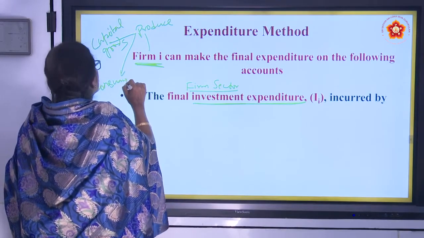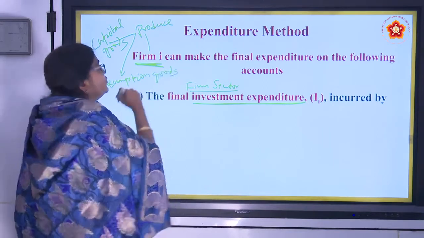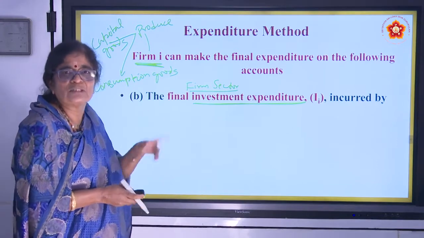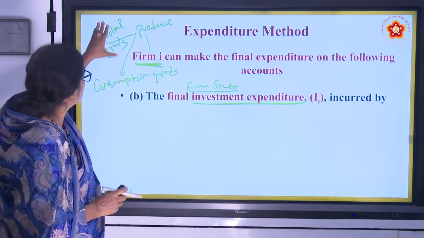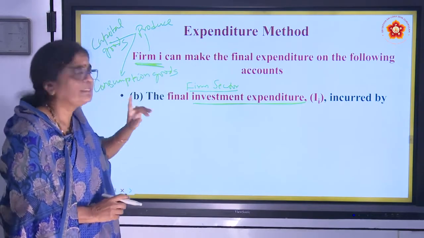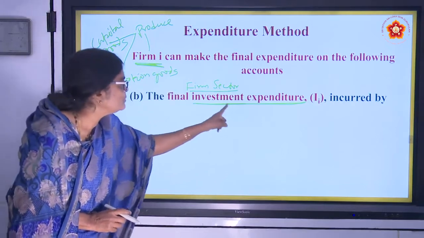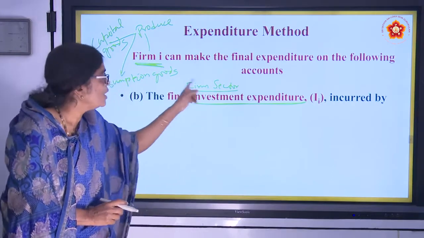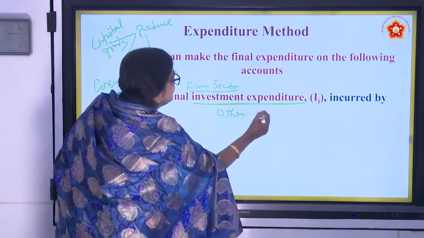Consumption goods, or consumer goods. That you have to remember. You shouldn't confuse this when you write the answer for this exam. You should always remember that firm I produces capital goods as well as consumption goods. As far as consumer expenditure is concerned, they will consume the consumption goods. As far as investment expenditure is concerned, who are the consumers here? Other firms, other than firm I.